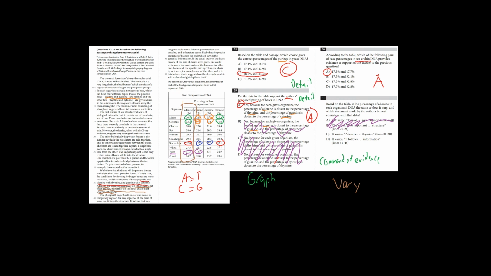Let's look at 41 to 45. It says it follows that in a long molecule, many different permutations are possible, and it therefore seems likely that the precise sequence of the bases is the code which carries the genetical information. So yeah, that's the one that's giving us a little more information. It's saying that every organism is different, everyone has a different code, so that's why adenine is different between our organisms. So that's letter choice D. So to review, 28 is C, 29 is A, 30 is A, and 31 is D.